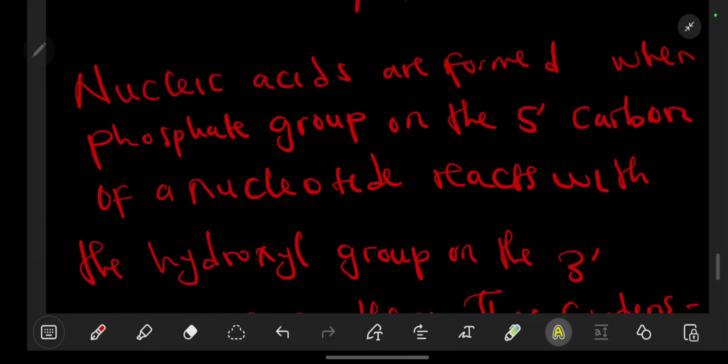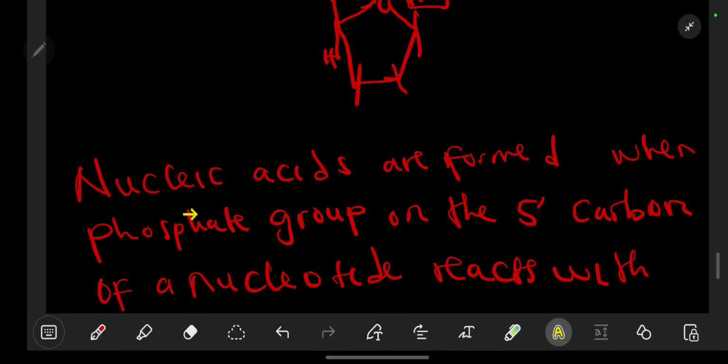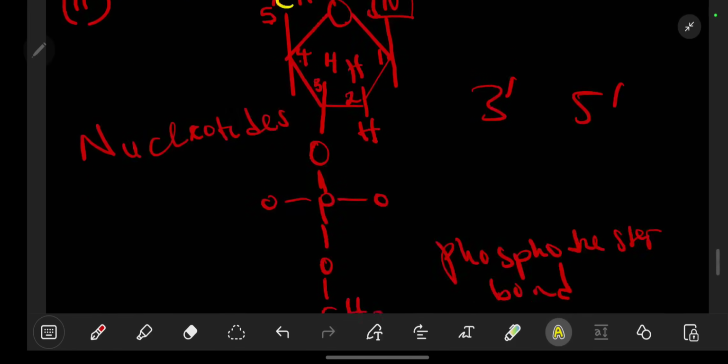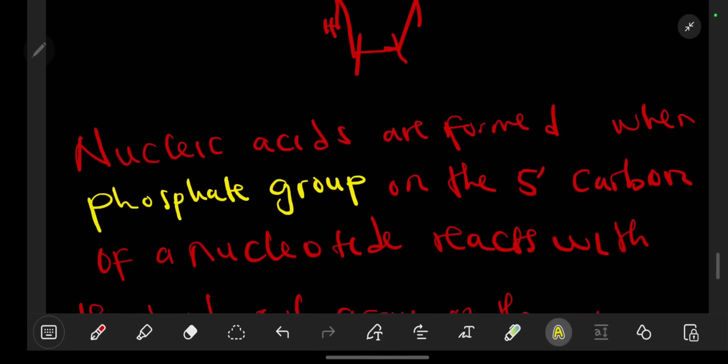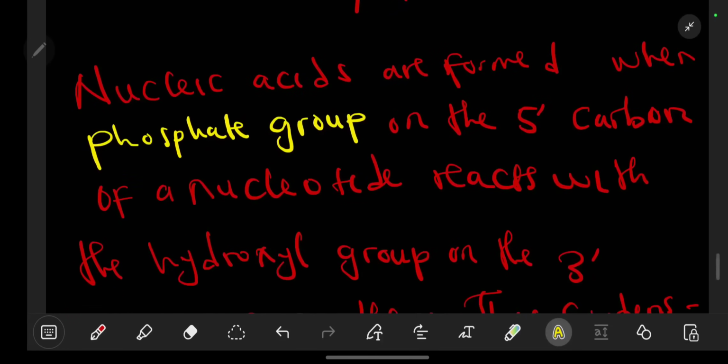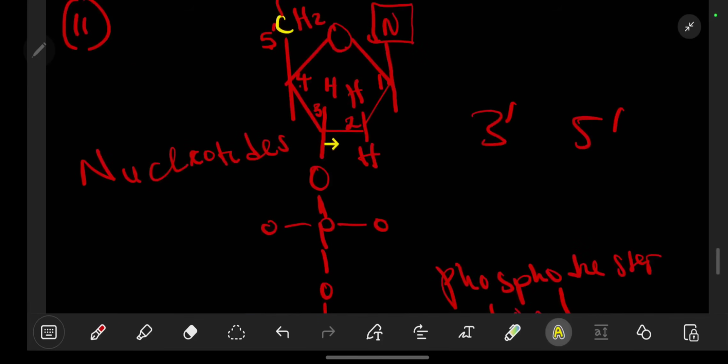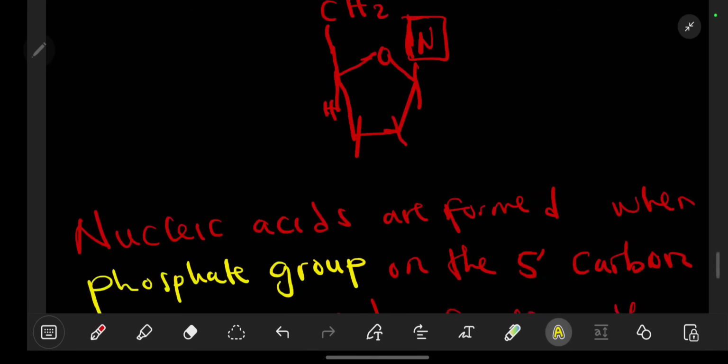On the other hand, we can define it as: nucleic acids are formed when a phosphate group of a 5' carbon, 5' meaning this position, when the phosphate joins with a 5' carbon of a nucleotide, reacts with a hydroxyl of a 3' carbon. So the 3' is here. Here there is a hydroxyl. When they react there, they are going to form.